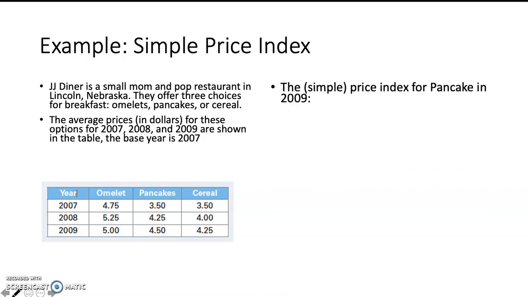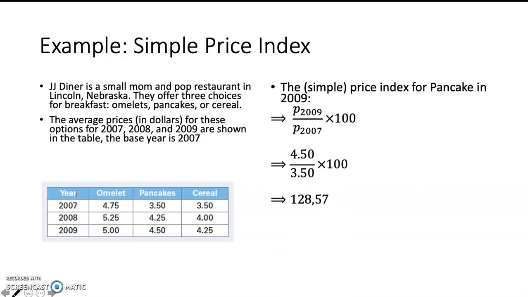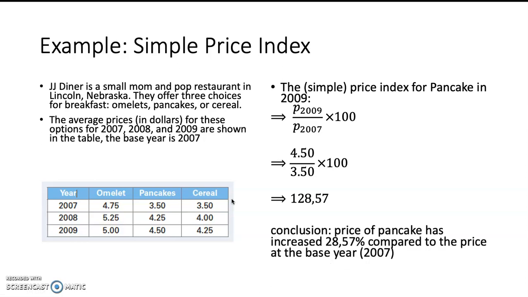Let us calculate the simple price index of pancake for the year 2009. We shall take the price of pancake in 2009 and the price of pancake in the base year, which is 2007, and plug the numbers into the formula. So this is the price of pancake from 2007 as the base year and 2009 for the current year, in this case. And we have the result to be 128.57. We interpret it as the price of pancake has increased 28.57% compared to the price at the base year.